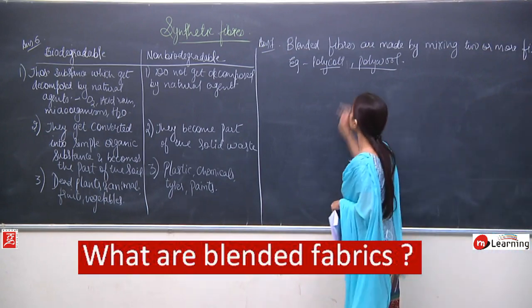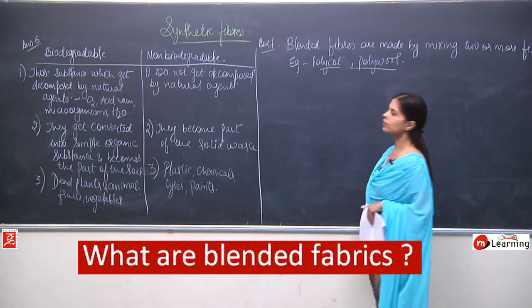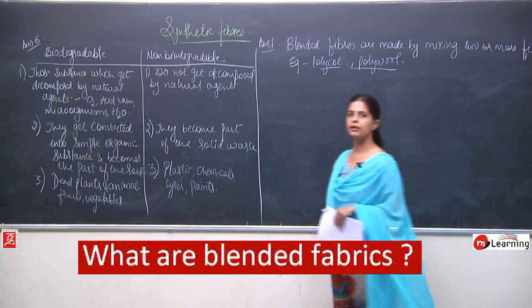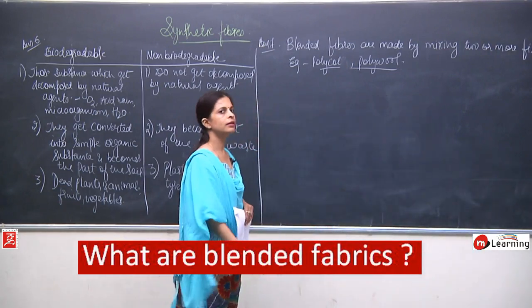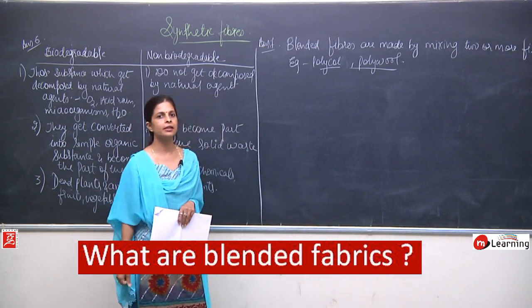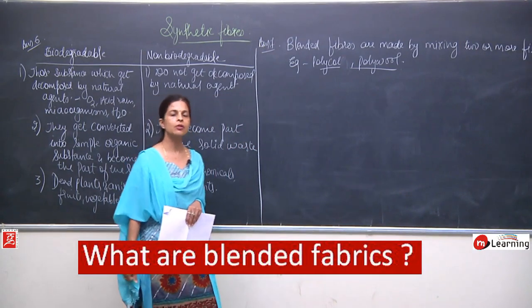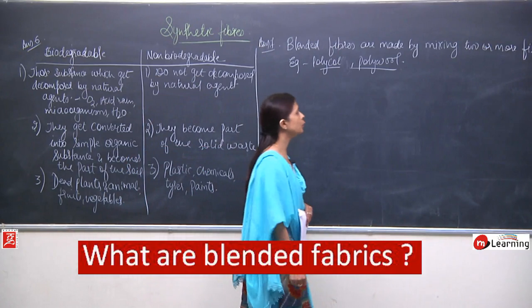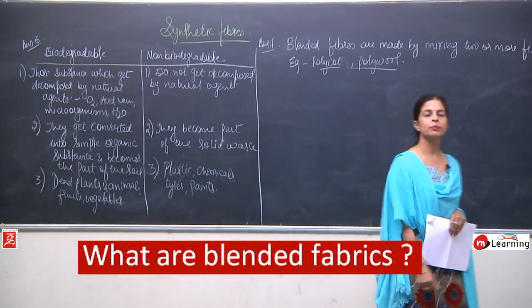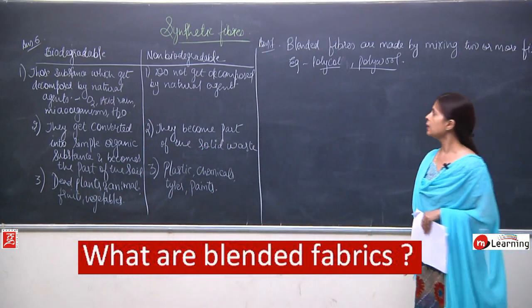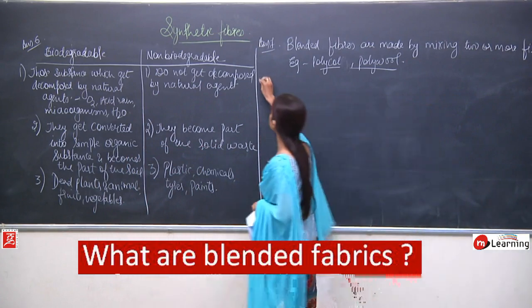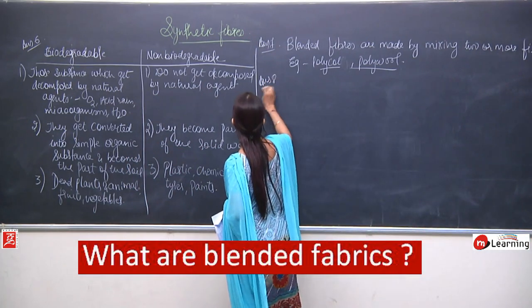So this was question number 7, where I wrote polycot and polywool. Polycot has the features of polyester and cotton, and polywool has the features of polyester as well as wool. Now we'll talk about the next question, children. It is question number 8.